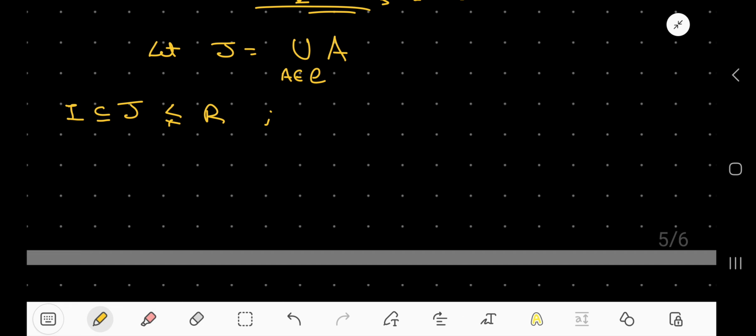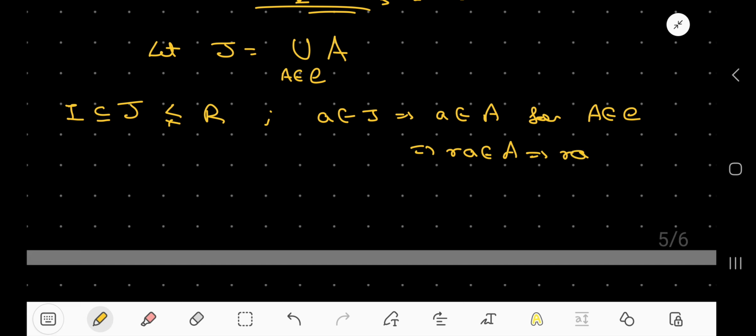Moreover, J is closed under multiplication by elements of R, because if I choose any element from J, then that necessarily means that a is in A for some A in the chain C, and each of these is an ideal. So if small a is contained in capital A, then since capital A is closed under multiplication by elements of the ring R, this implies that ra must be in capital A, but this again means that ra is in J. Similarly, you can also talk about right multiplication.